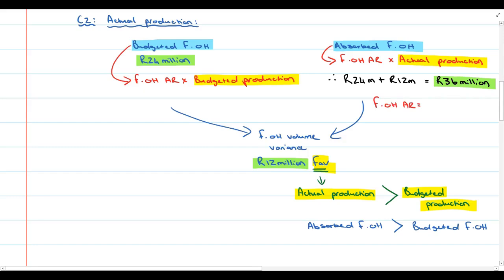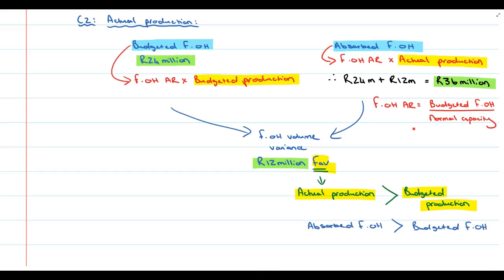It's the budgeted fixed overhead and we divide by normal capacity. That's in terms of IAS 2. We must allocate fixed overheads to inventory based on normal capacity. So we divide by normal capacity.